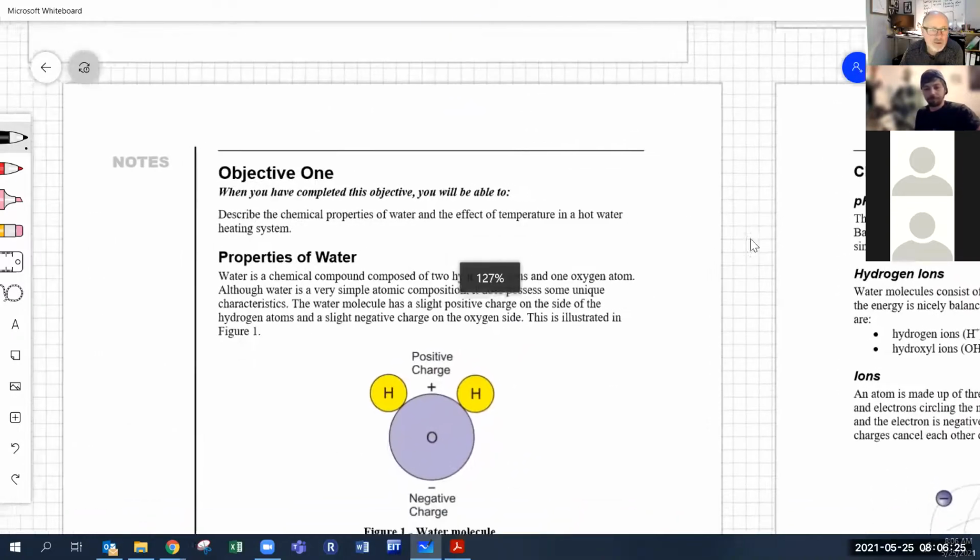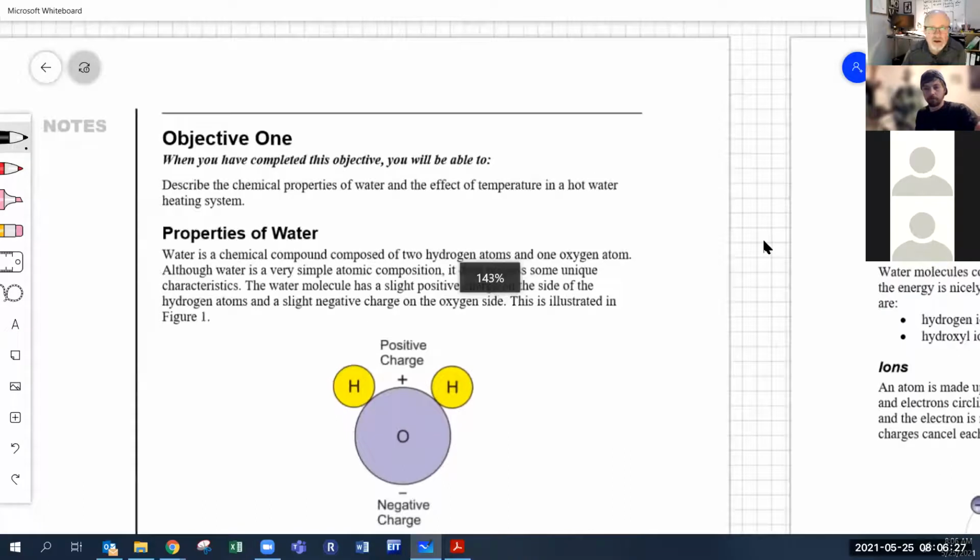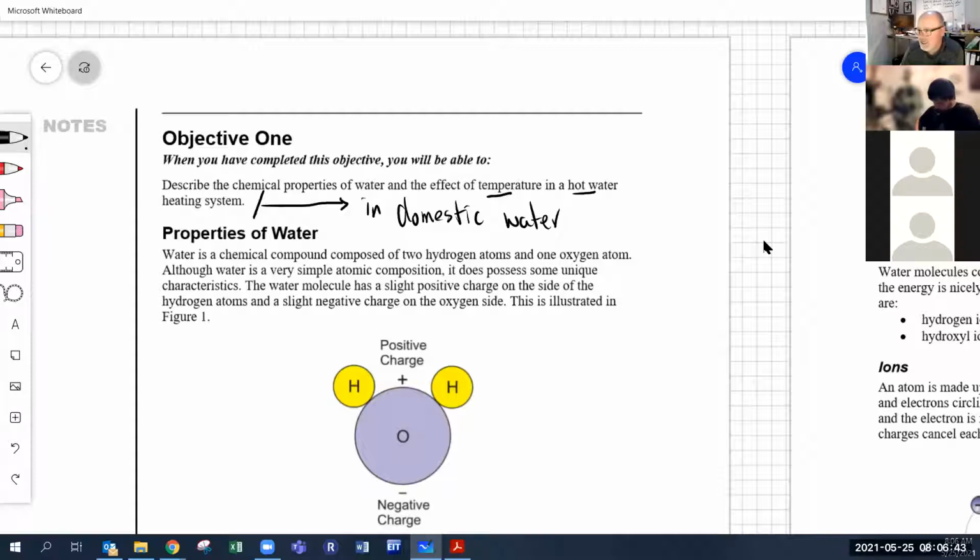Now, when we start talking about water, and when we have effect of temperature in hot water heating systems, and I'm also going to say in domestic water, because something happens when water is heated for domestic applications as well.